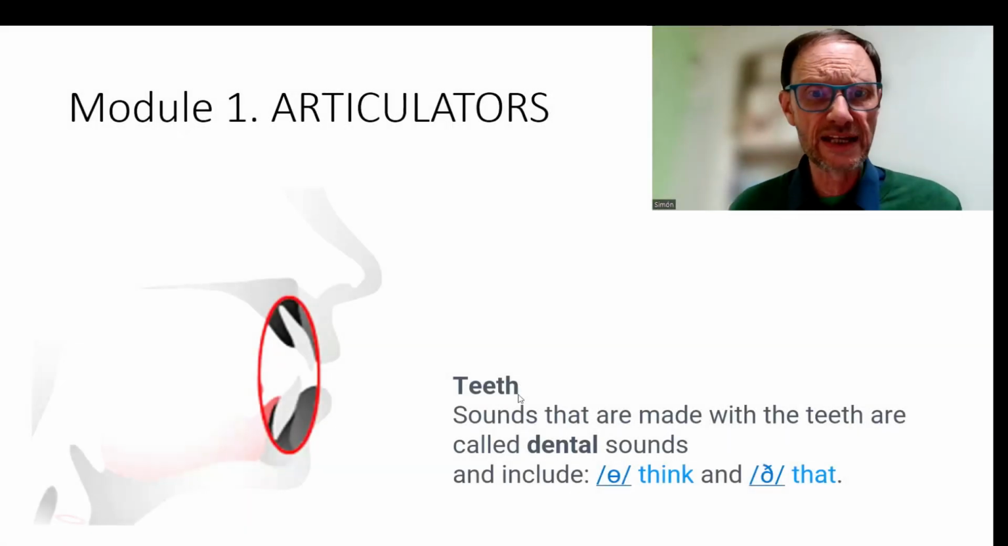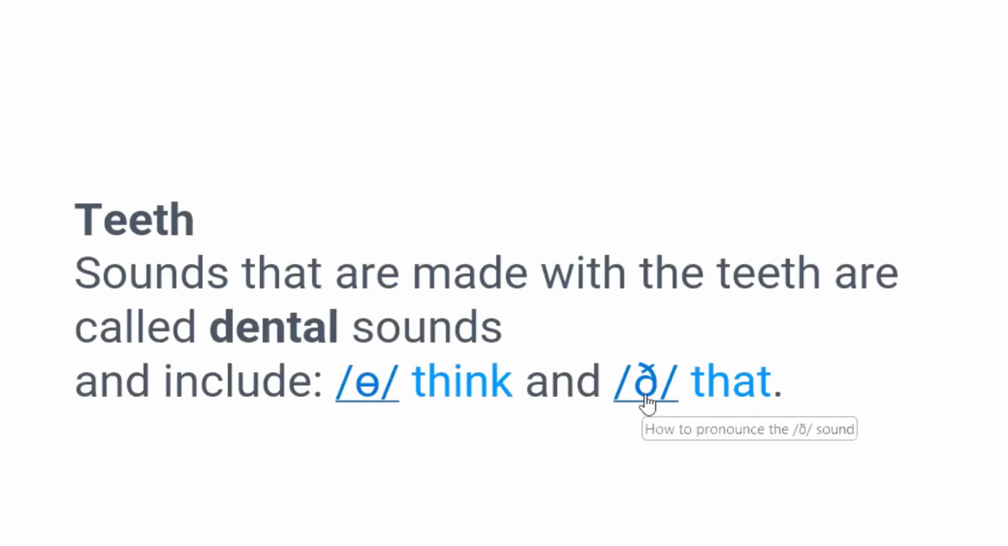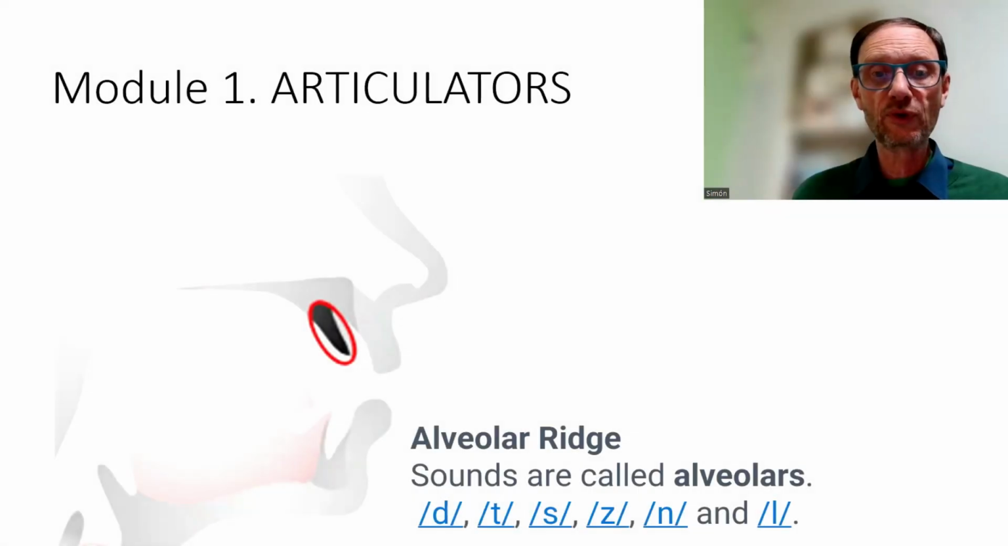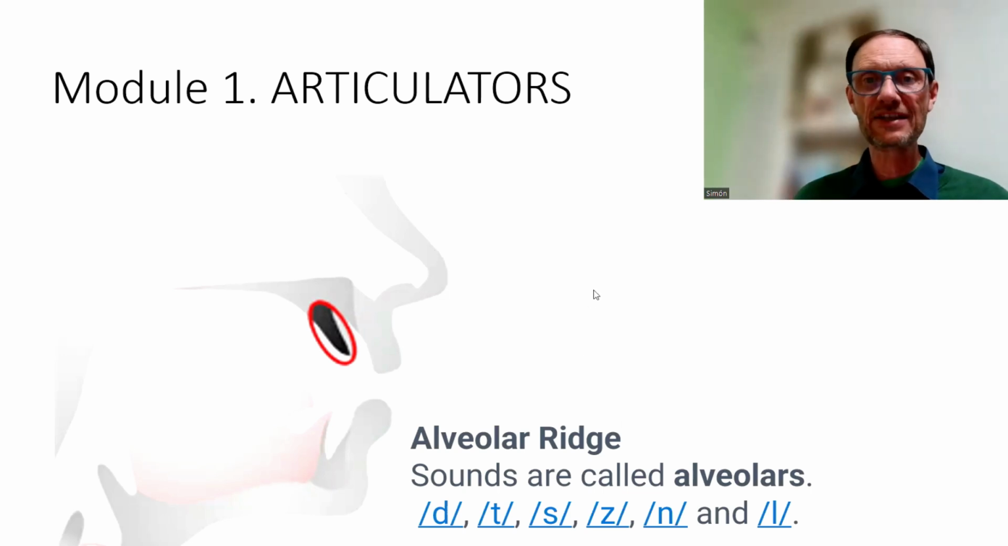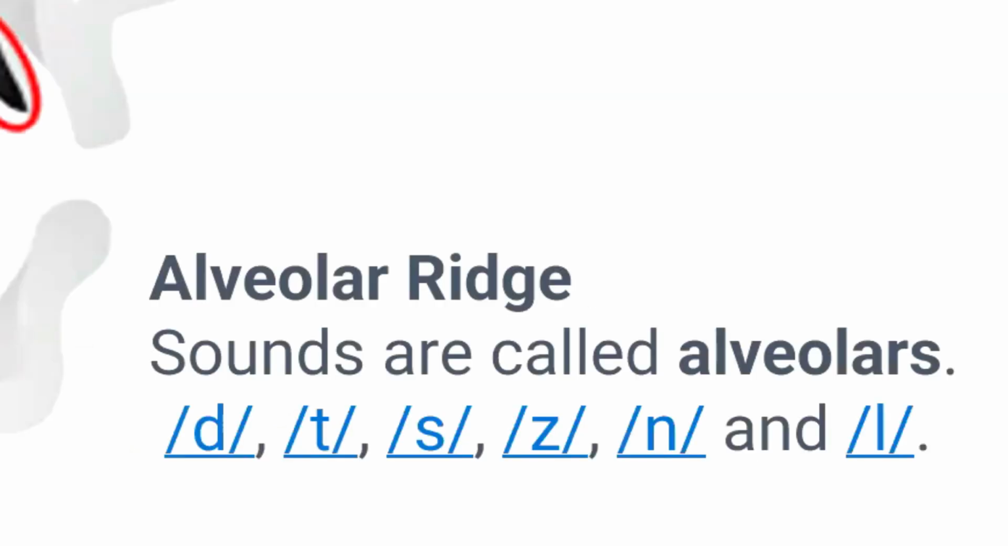Those are the lips. Teeth are also important, aren't they? Especially when you're eating. But also, these dental sounds are important when we make sounds such as in think and th, with that, where the tongue goes between both teeth. And as I said before, the alveolar ridge, the little bone behind the top teeth, is also important. These are called alveolars and make sounds such as t, d, s, z, n, l.